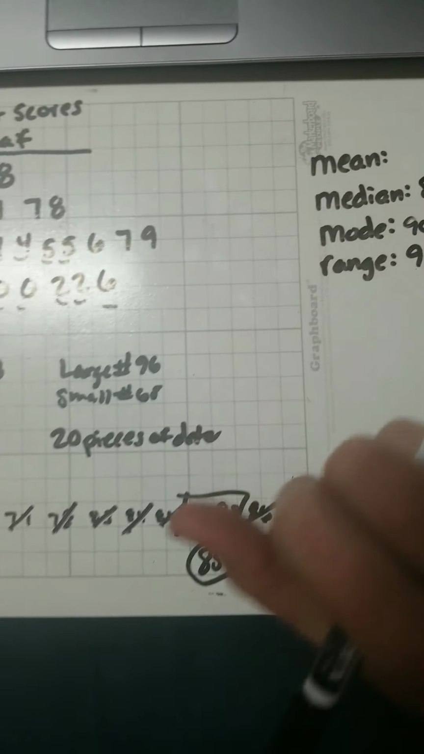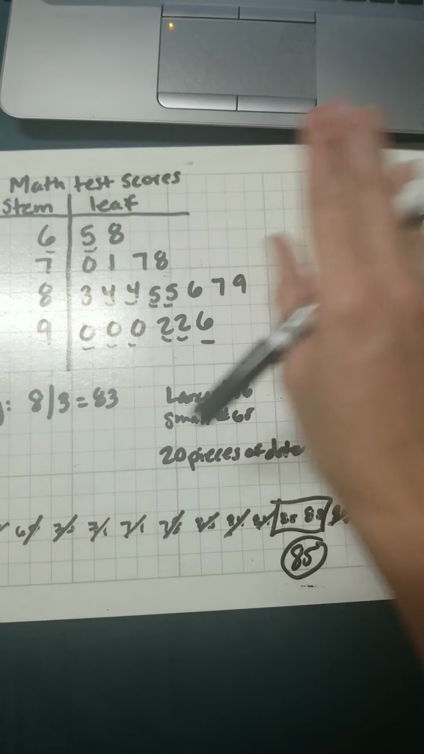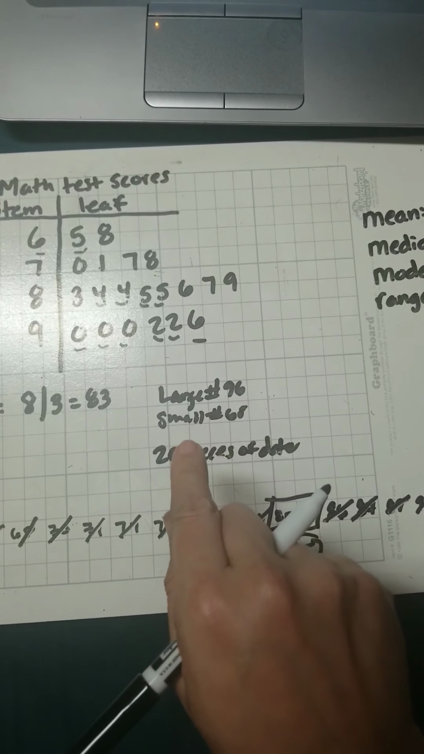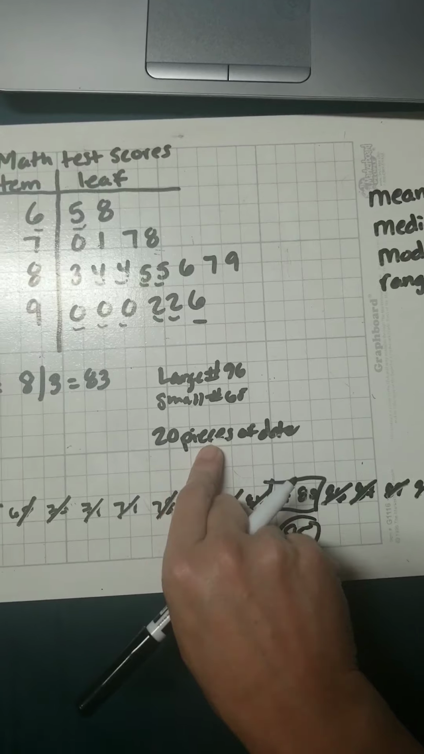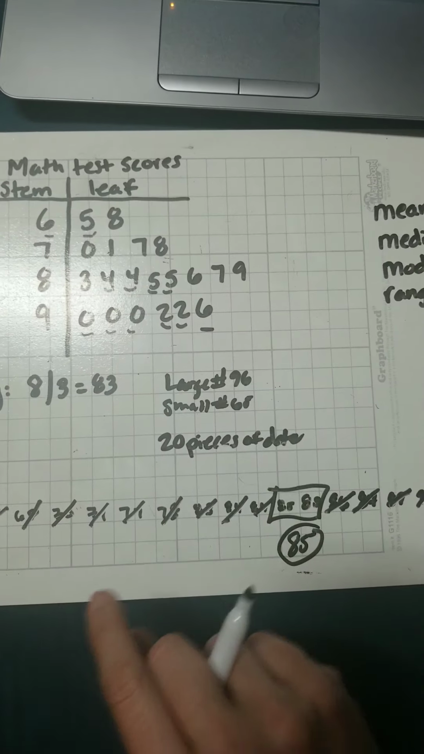And now I'm going to do the mean. The mean is the one that's probably going to take the most of your time because you're going to have to add together all of these numbers and then divide by 20, because remember there are 20 pieces of data, and we know that because there are 20 leaves and each leaf represents a different number.